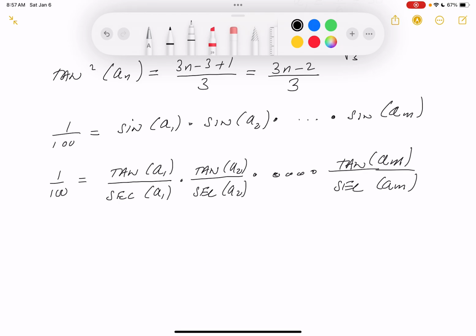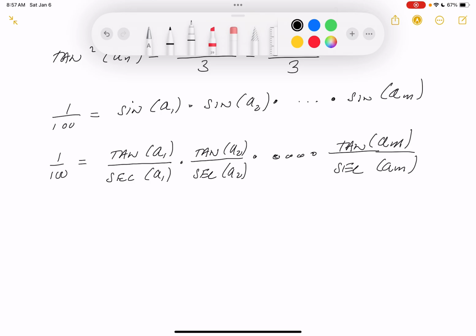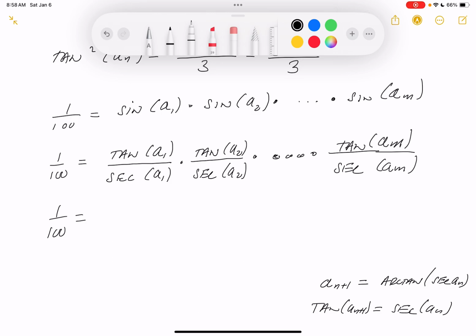And initially what I had was I had the tangent, right, this over here, 1/100th. I have a relationship over here, and the relationship is going to be this over here. a_n plus 1 is equal to arctan of secant a_n, which means the tangent of a_n plus 1 is certainly related to the secant of a_n. All right? So let's see if we can put that down.